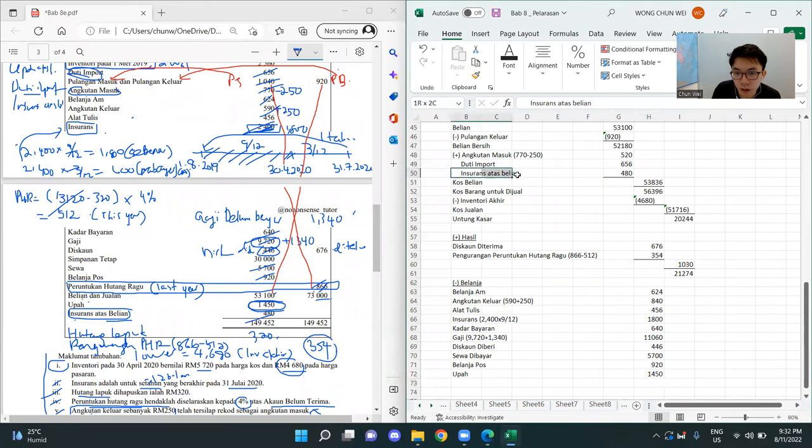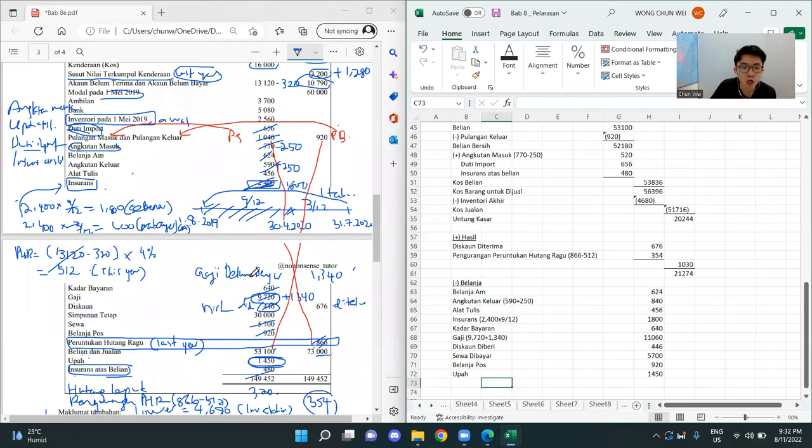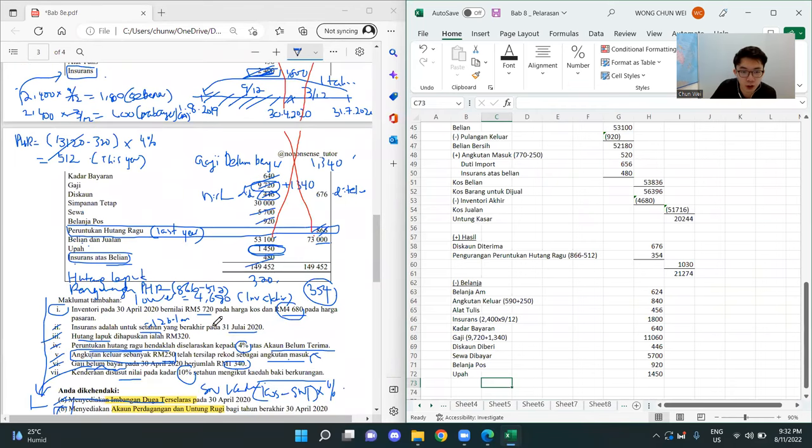Remember here in the RD 480 already record, so we don't have to record here. If you record here again, meaning there's a double record. If you double record it, memang at the end you won't imbang it. Okay, so make sure you don't double record it. Okay, then don't forget. Always remember, after every figure that you go through in your imbangan duga, you have to check back to the extra thing that you have written from your maklumat tambahan.